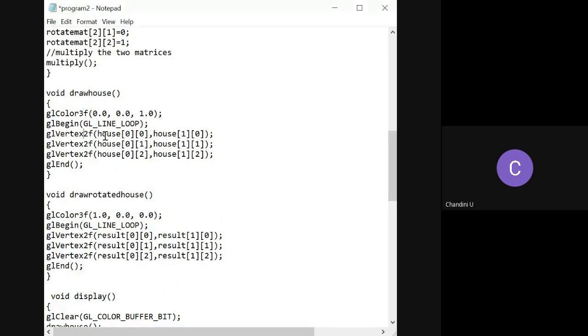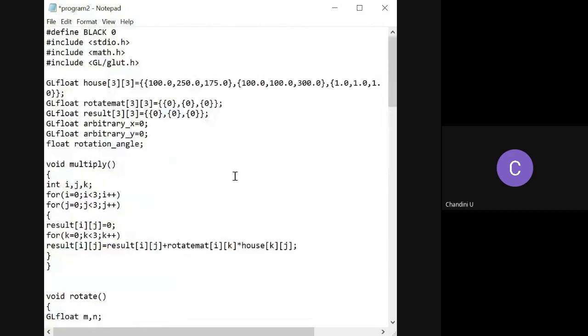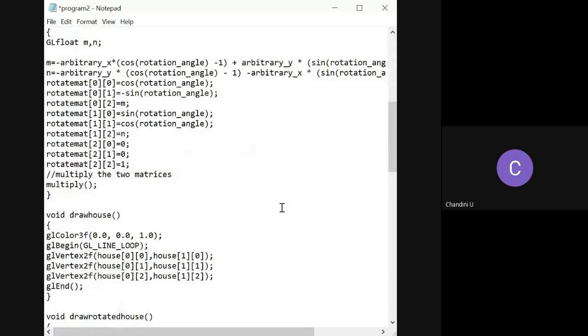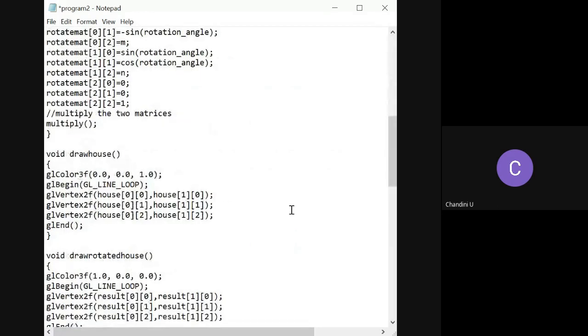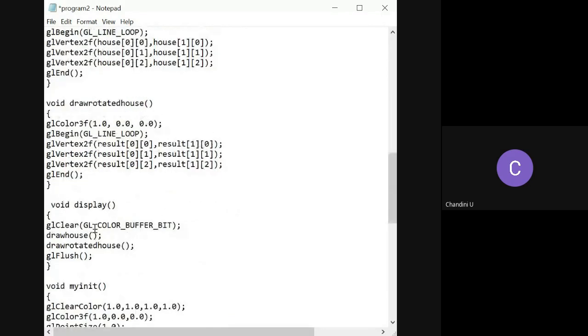So the first coordinate should be house of 0 0 and 1 0, which means that within the matrix, first row first column, and the second row second column, that constitute your one vertex. So when you look at here, this is 100 100. So the first point will be 100 100, the next point will be 250 100, the next point will be 175 300. Okay, so in this manner the triangle is being drawn. All right, now the control returns back to display.